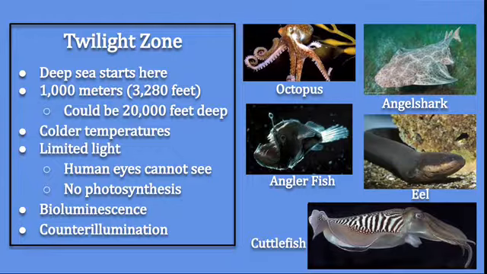Therefore, it's a lot colder in this area, and with the lack of sun, it's so dark. You wouldn't be able to see anything in this area, no matter how open your eyes are. And there's no photosynthesis, which means there's barely any plants here, if any. Animals that live here have adapted to the darkness by having huge eyes.